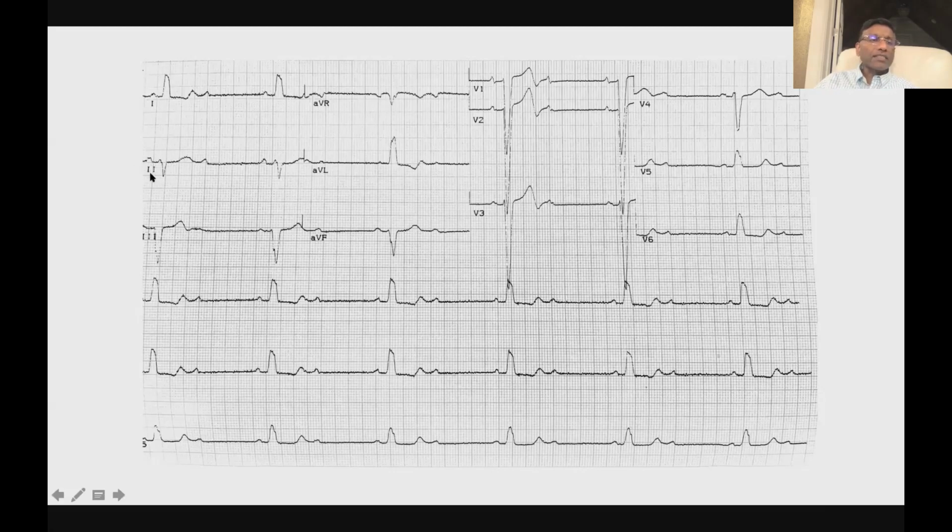What about axis? You can see here you have a negative QRS complex in lead 2, positive in lead 1, and negative in all of the inferior leads, in fact. And so this is going to be to the left of negative 30, since lead 2 is negative. And so this will be a left axis deviation as well.